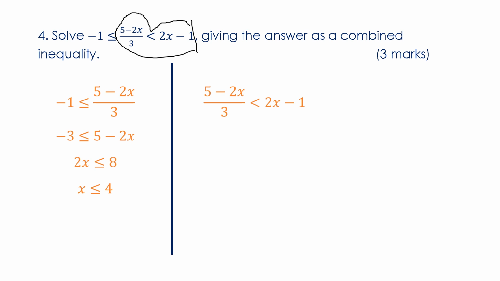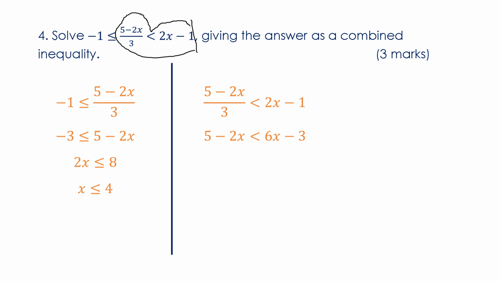Then, as we've done previously, we eliminate the denominator by simply multiplying by the LCM of the two fractions. You can see this is just a fraction, -1, so you can multiply all through by 3. This 3 will cancel, and the other 3 will be multiplied by every term in that bracket. That leaves us with 5 minus 2x less than 6x minus 3.